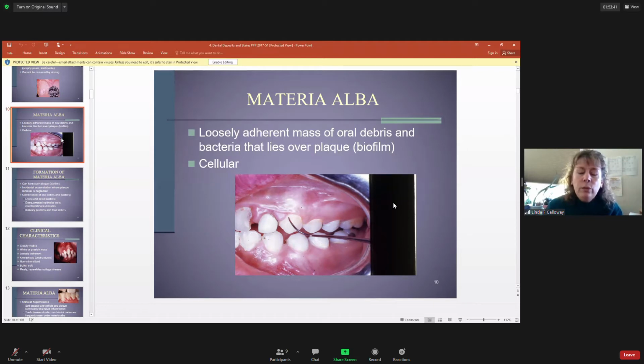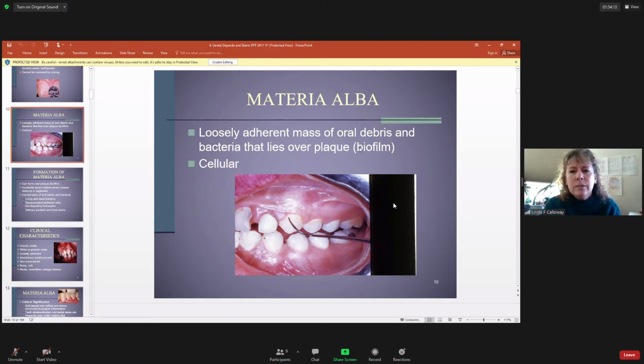So when you are filling out your oral exam of the patient, one of the sections is dental deposits, and it'll ask, is there plaque? Is there dental biofilm? Or not dental biofilm, sorry. Is there plaque? Is there materia alba? And is there supracalculus? Is there subcalculus? So materia alba is a loosely adherent mass of oral debris and bacteria that lies over the plaque.